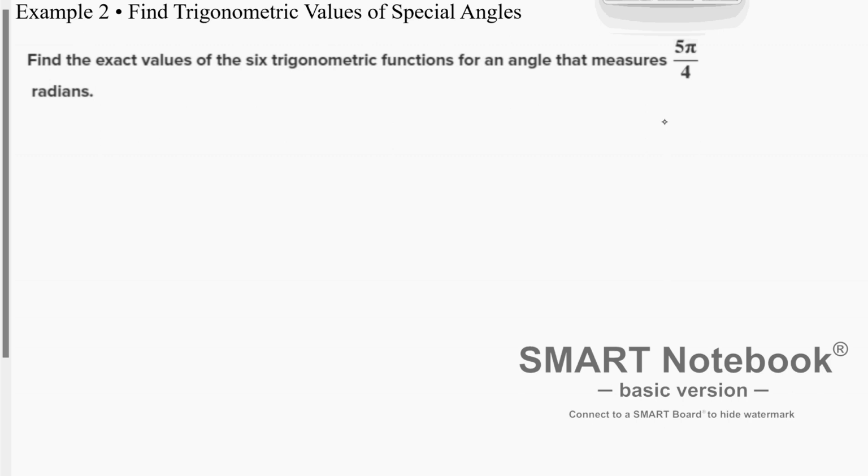Okay, example number 2, we're going to find the trigonometric values for special angles. We already talked about these triangles, the 45-45-90 and the 30-60-90. We want to find the exact values. That means leave it as a fraction, don't use a calculator. We want to find the 6 trigonometric functions for this angle, 5π/4.